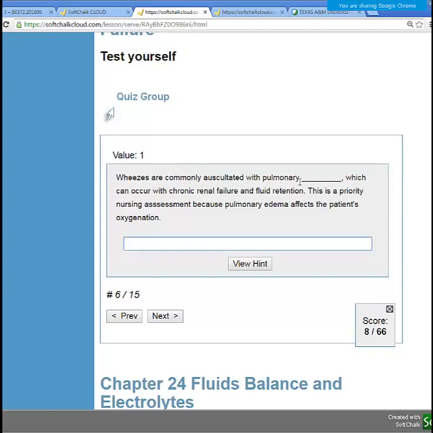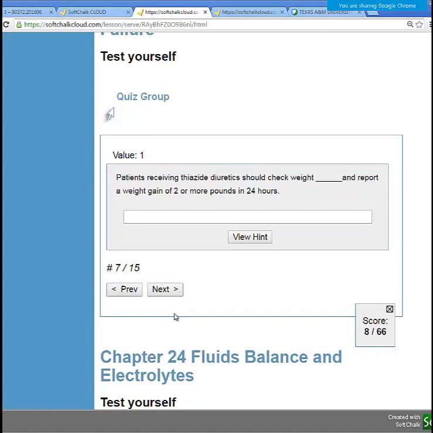Okay, wheezes are commonly auscultated in pulmonary blank, which occurs in renal failure and high fluid retention. So wheezes have to do with when you have fluid buildup. And so the answer there is edema. Edema is fluid. And so when you listen to the lungs and you hear fluid in the lungs, it can be heard as a wheeze or a crackle. I think that in the book there's some stuff on pulmonary edema, so I'm telling you to read that a little bit.